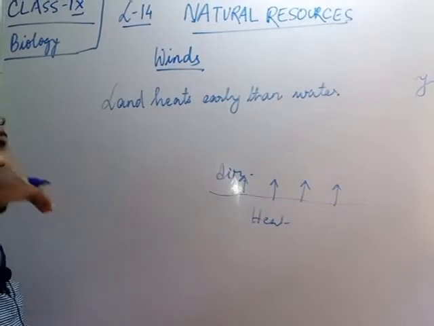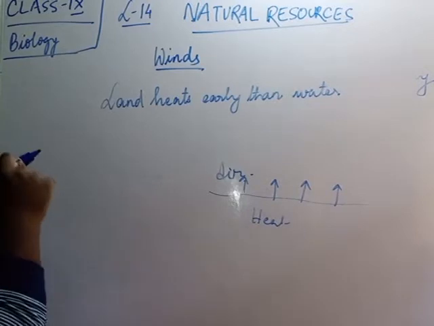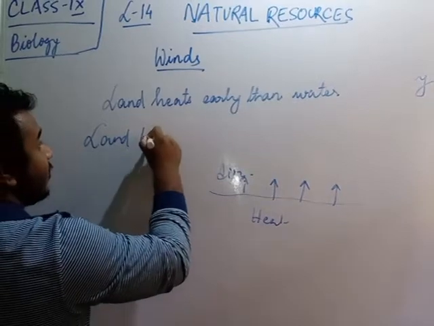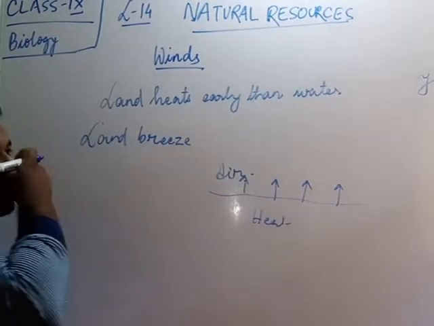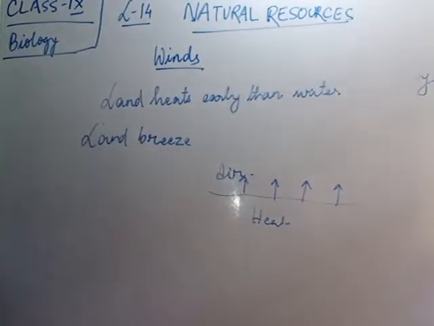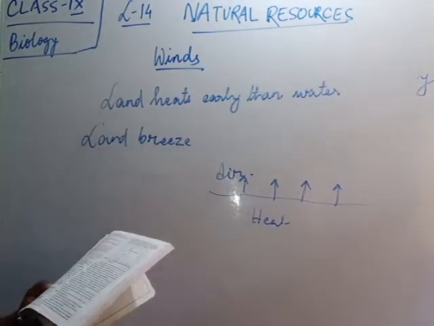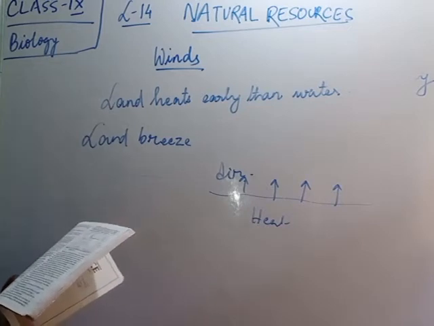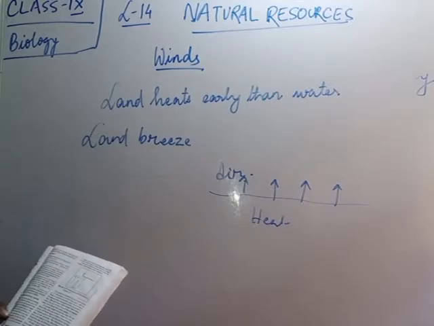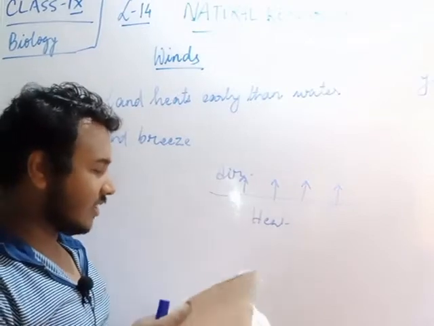That is why the air is moving from hot area to cold area. At night time we call it land breeze, which means the air blows from land to oceans. Similarly, in daytime, it is the ocean breeze: the air from the ocean blows to the land. This is what happens normally in all cases.